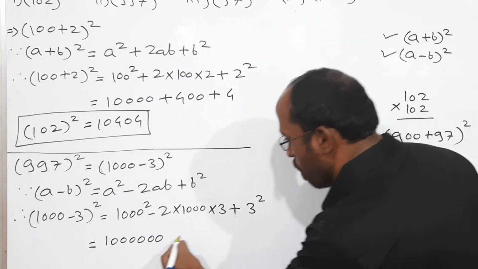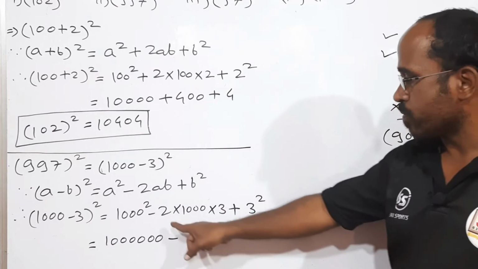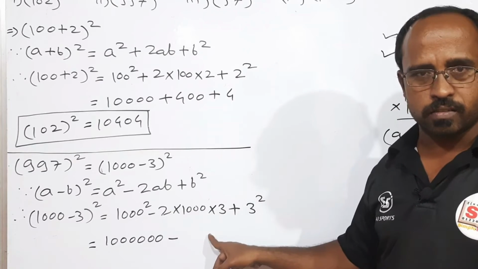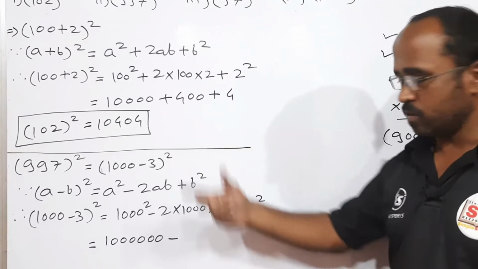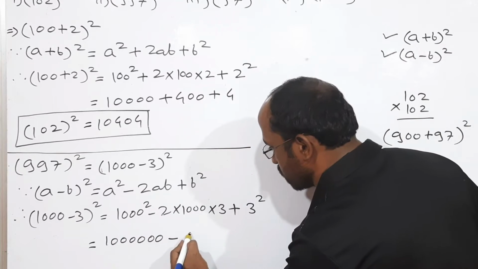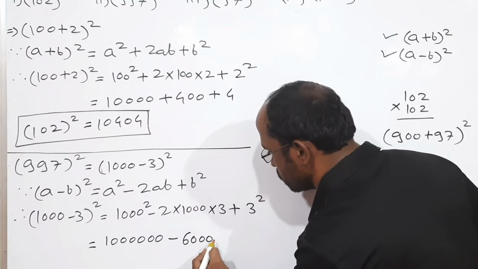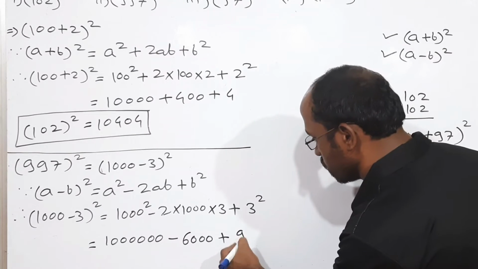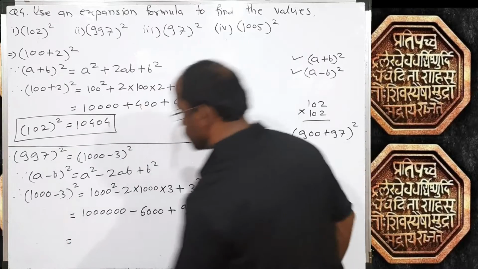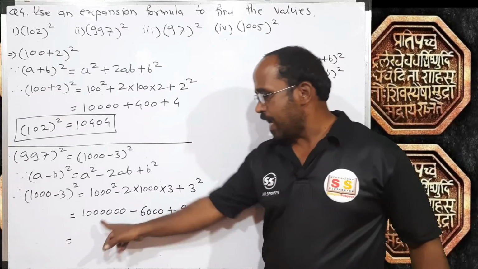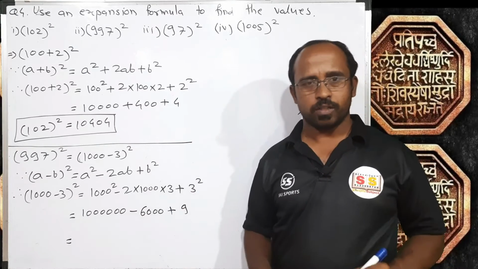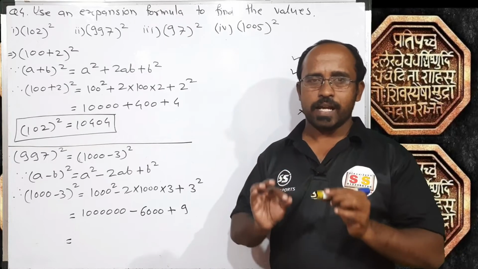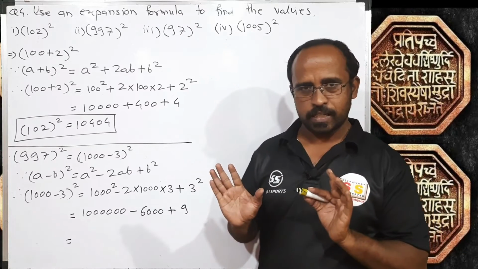10 lakh minus 2 into 1000 into 3. 2 threes are 6, 6 into 1000 is 6000. So 10 lakh minus 6000 plus square of 3, which is 9, is equal to 10 lakh minus 6000, which is 9 lakh 94,000. Clear students?